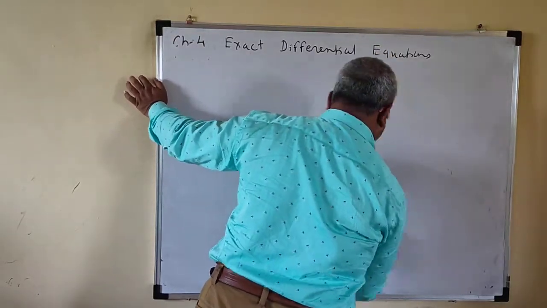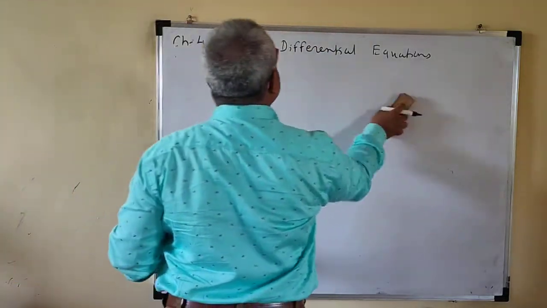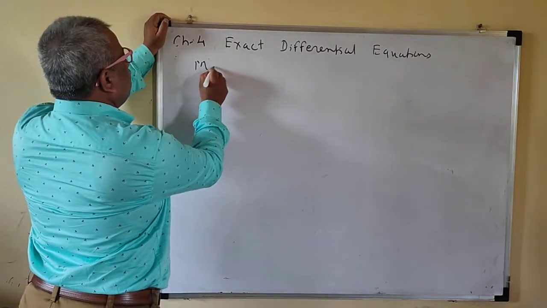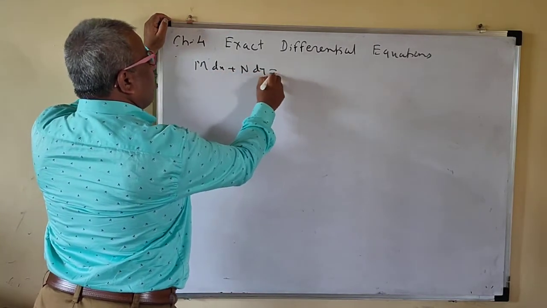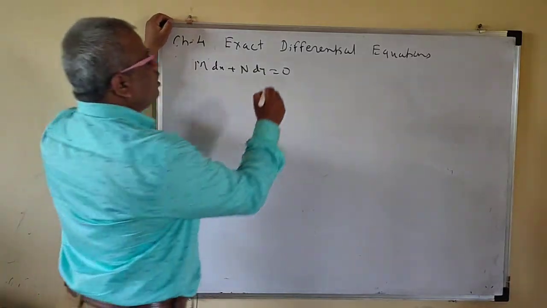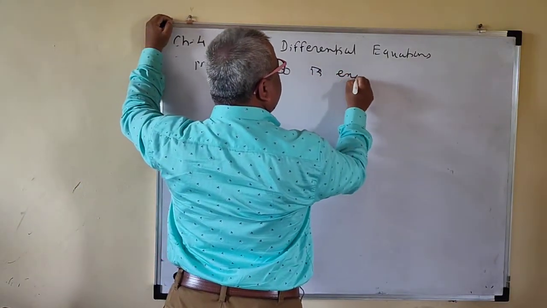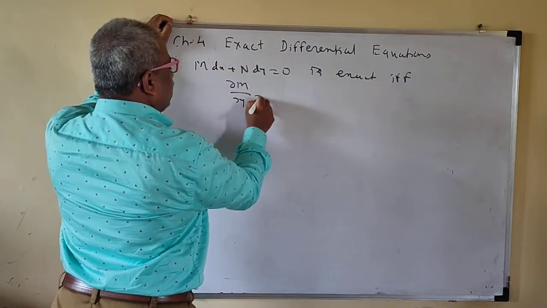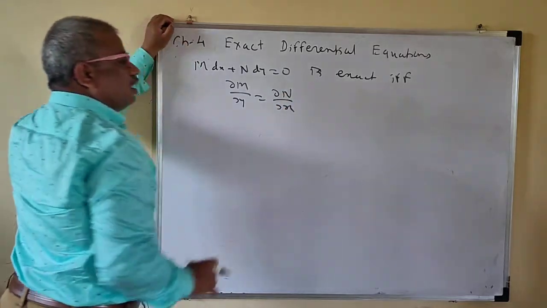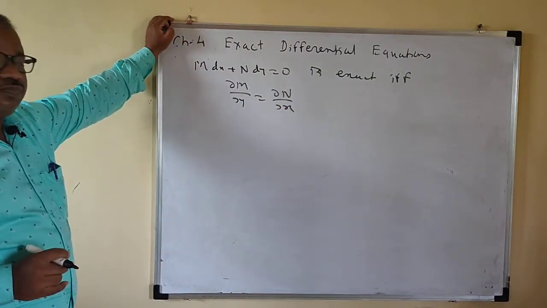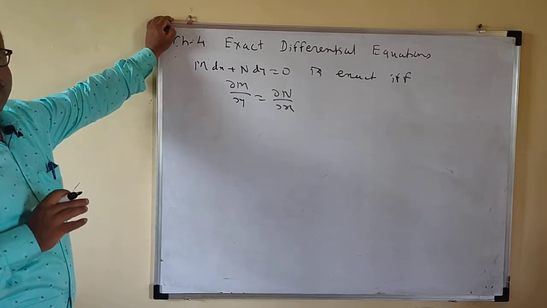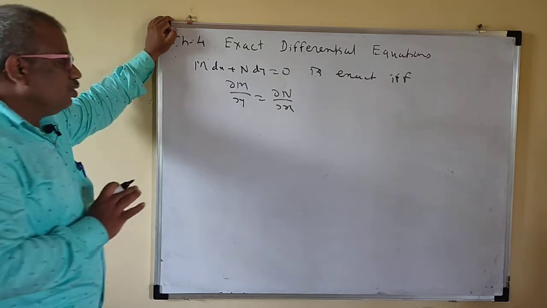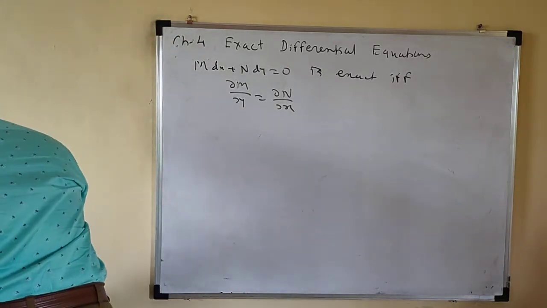the homogeneous differential equation. Now we'll see the exact differential equation. M dx plus N dy is equal to 0 is exact if and only if dou M by dou y is equal to dou N by dou x. This is the necessary and sufficient condition that your differential equation is exact. So we'll see some examples of the exact differential equation.